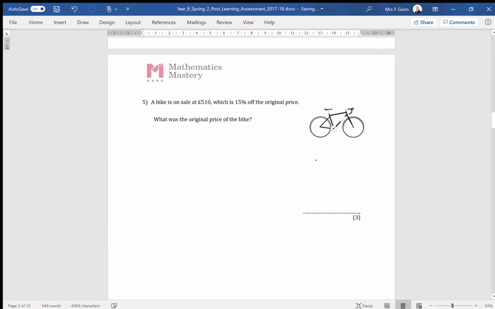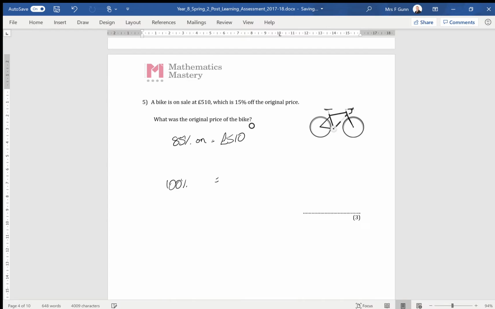Okay. So, a bike is on sale at £510, which is 15% off the original price. What is the original price? So, this is a bit different. We're finding an original price. So, 15% off means there's 85% on. And that costs £510. So, I want to find 100% because that was the original price.